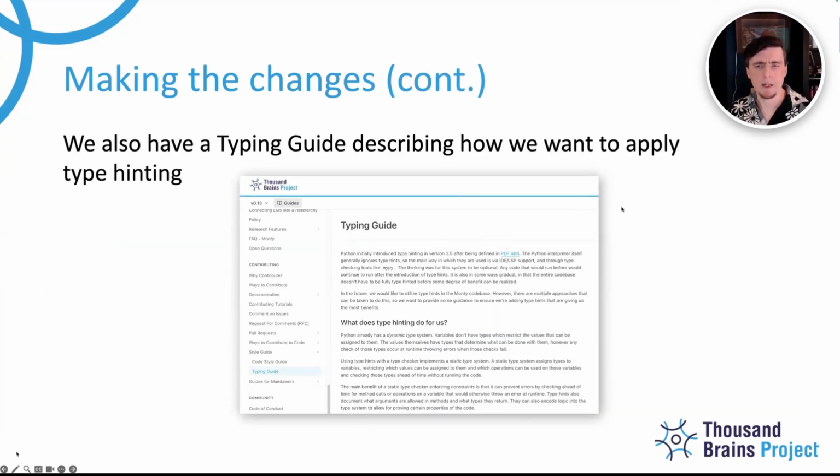And then we also have a typing guide, which describes how we want to apply type hinting. We don't currently run any type checking because our code base doesn't have complete coverage. But as we're making changes, we're trying to add in type hints so that we can eventually get a nice approach and support there for type hinting.